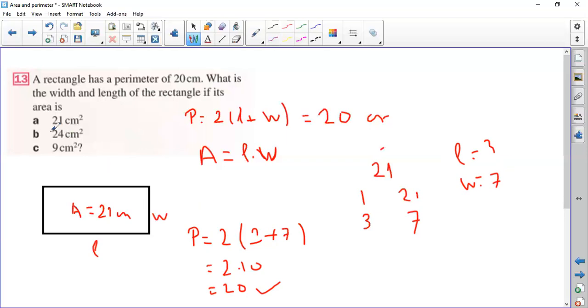In the same way, you will find B and C by using the formula of area. You will find the factors, and then you'll see which pair of factors will satisfy the given perimeter.